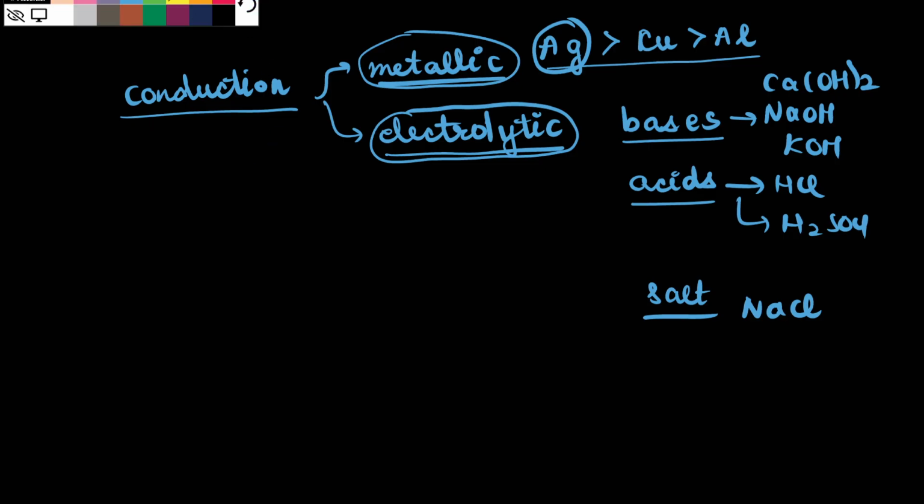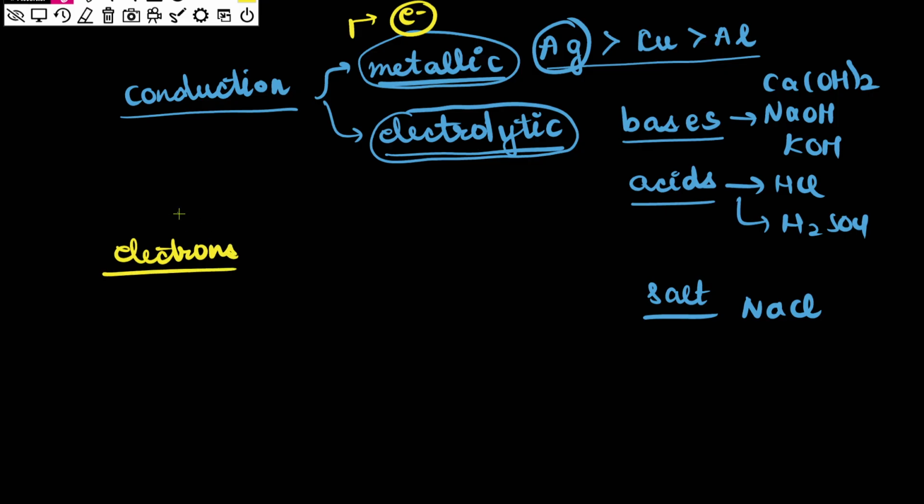Now for the metals, the conduction process is carried out by electrons. If it is not visible, I'll write here. So by the electrons in the metal the conduction process is carried out, but in the electrolyte, this is carried out by the ions.